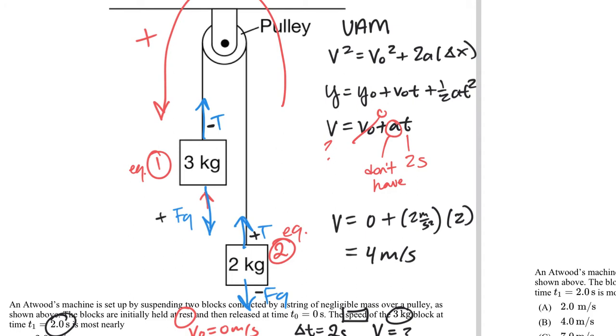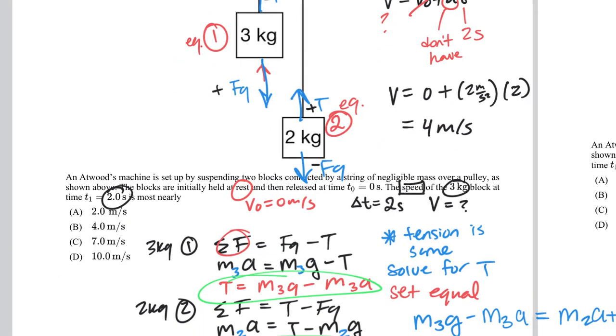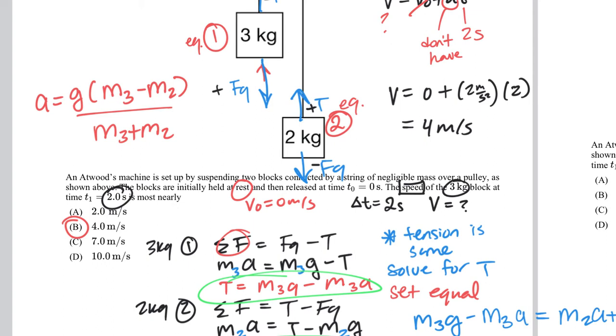Essentially with these problems, all you really need to remember, instead of going through that whole process to find this equation, is to memorize this. Acceleration equals gravity times the mass of the block that is falling down, so in this case m3, minus m2, the mass of the object going up, over m3 plus m2. So you just have to memorize that equation.